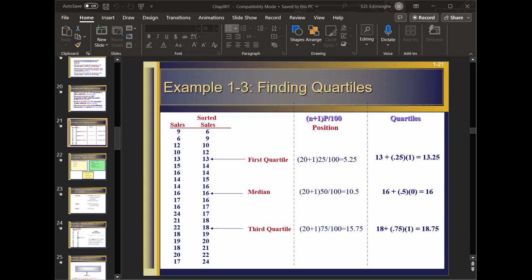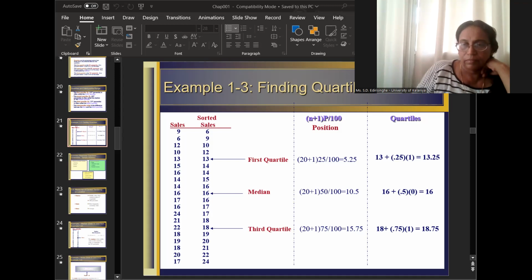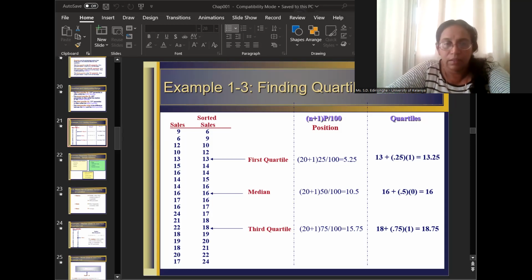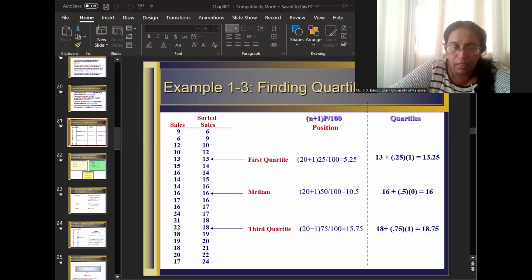Now you can see here the positions. Our first quartile position is 5.25, and as a figure, you can see the first quartile is 13.25. Okay, clear?